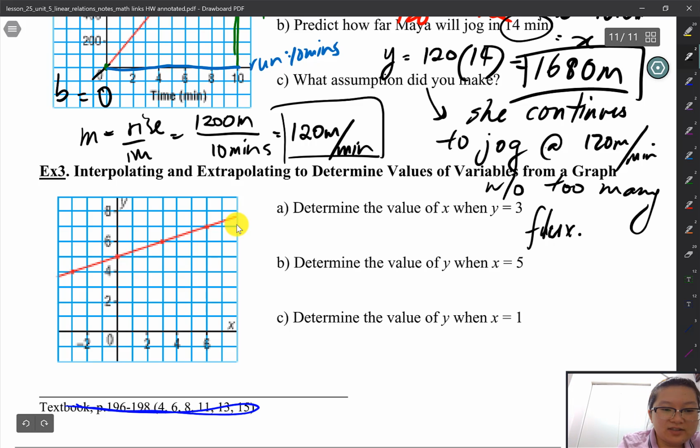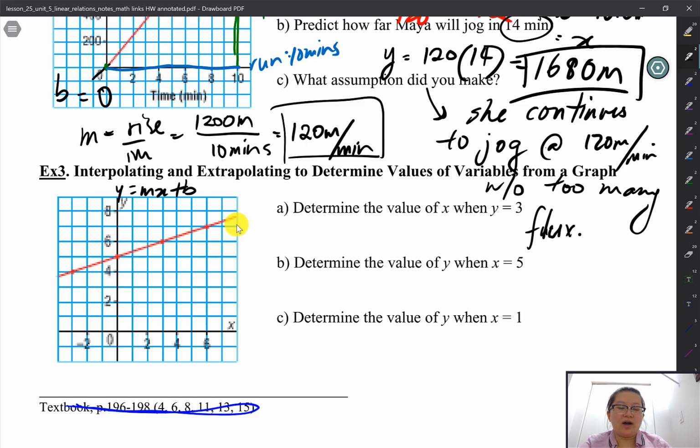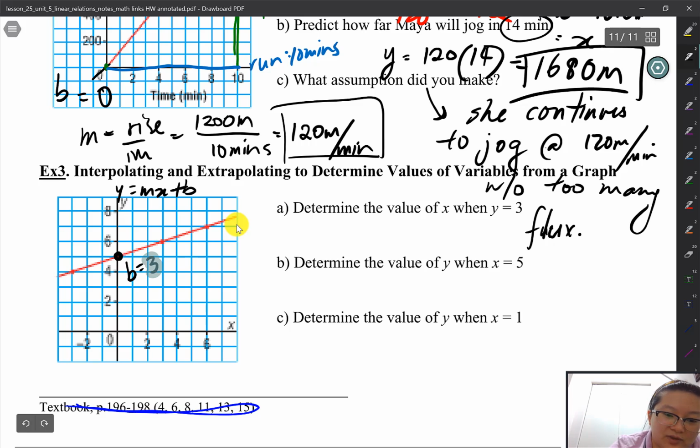So slope y-intercept form, y equals mx plus b. This time, the y-intercept is no longer the origin. It intersects right here on the graph, between 4 and 6, meaning b is 5. Okay, b is 5.